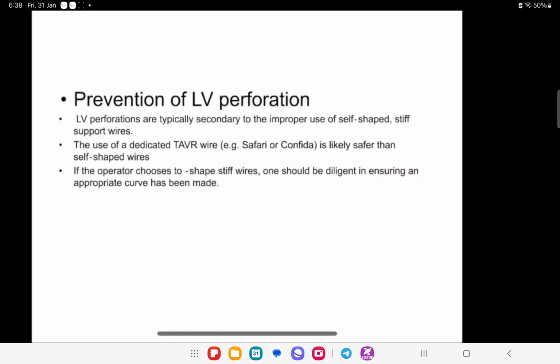Prevention of left ventricular perforations: these are typically secondary to the improper use of self-shaped or stiff support wires. The use of a dedicated TAVR wire, for example Safari or Confida, is likely safer than self-shaped wires. If the operator chooses to shape wires, one should be diligent in ensuring an appropriate curve has been made.